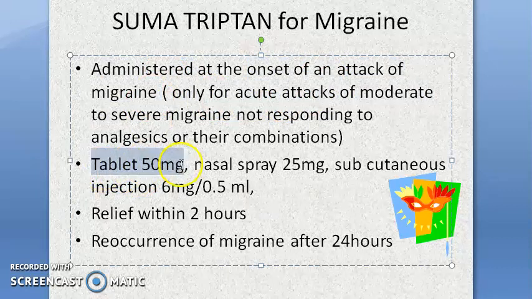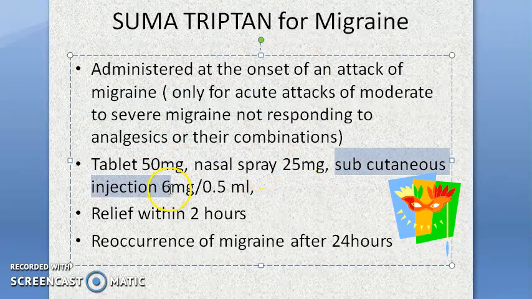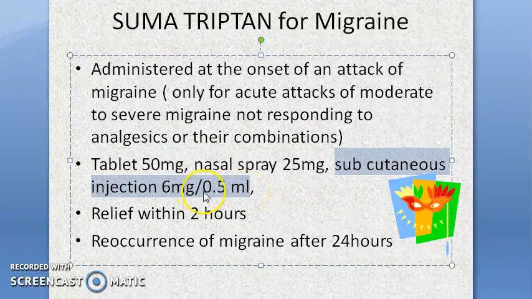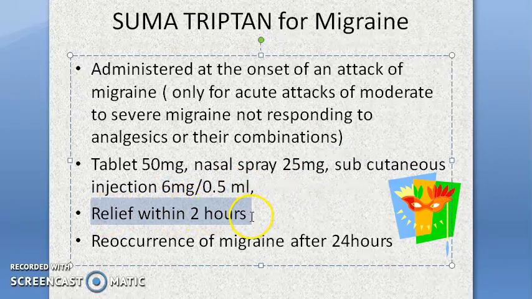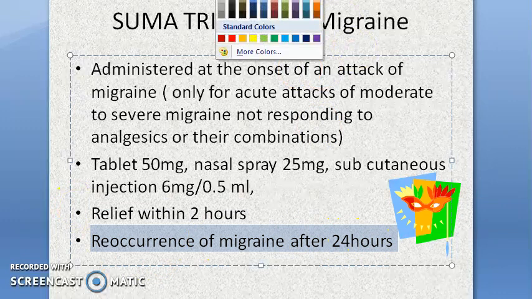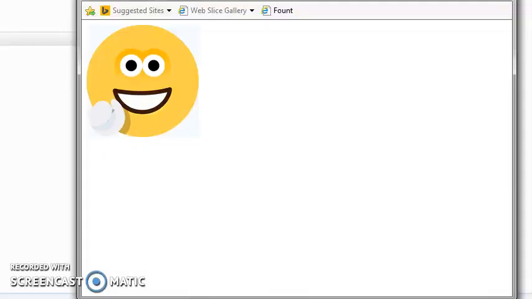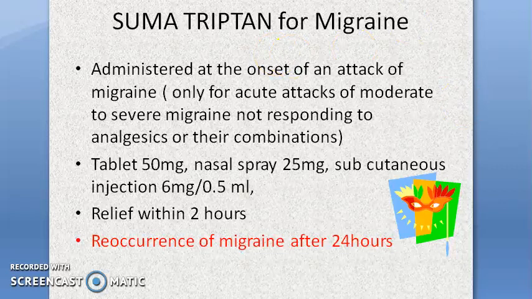Okay. How will you give it? You can give a tablet, a nasal spray, or a subcutaneous injection. Based on the route you are giving, you can choose the dose. Tablet means 50 mg, because you have to think about oral bioavailability. For nasal spray, 25 mg is enough. Subcutaneous injection you will give even less, 6 mg per 0.5 ml. The patient will get relief within 2 hours. However, migraine can reoccur after 24 hours. Is this clear? Shall we move on? Now let's move on.